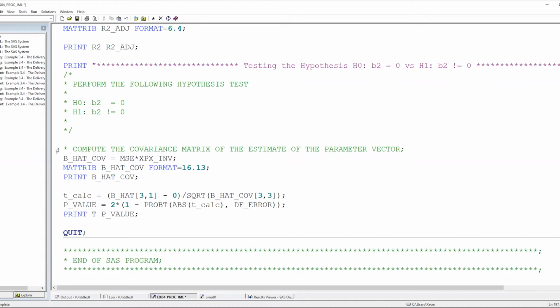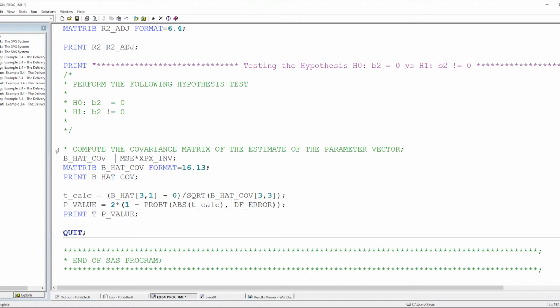And so we need to calculate the covariance matrix of the beta vector. You'll remember that in the model, beta is the vector of parameters, the beta parameters. And that vector is unknown, so we have to estimate it. We have done that up above, and we called that estimated vector beta hat. And what we need here is the covariance matrix associated with that estimated vector. So we're going to call that covariance matrix beta hat cov.